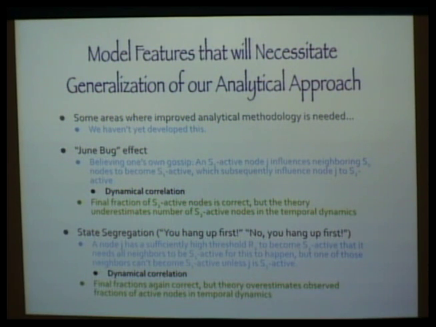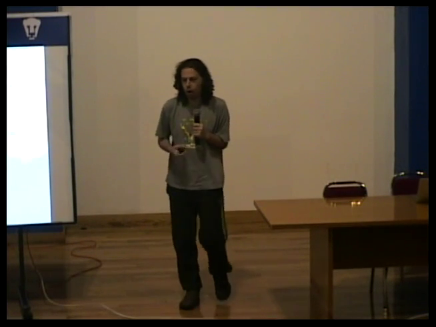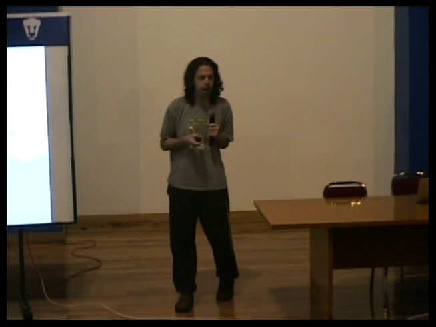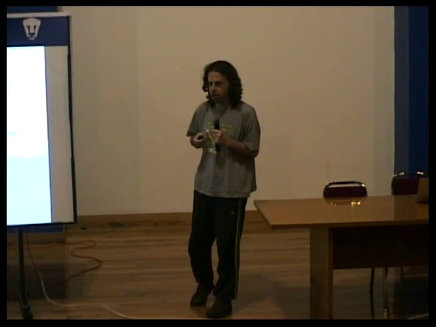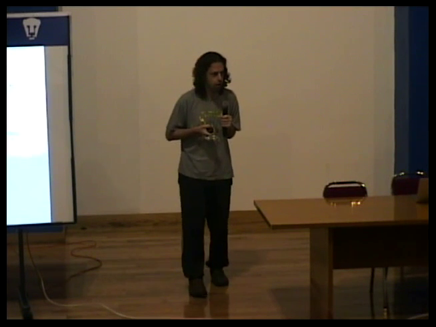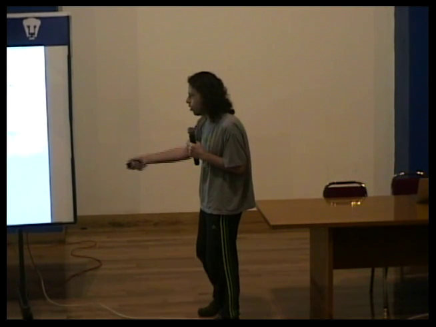Okay, there's another one, which in the paper we called state segregation before we came up with a better name. So you hang up first, no, you hang up first. You should think of Anakin and Padme in Star Wars, I think 2, not being able to go apart. So you adopt first, no, you adopt first. A node J has a sufficiently high threshold such that to become S2 active, it needs all its neighbors, for example, to be S1 active. However, one of those neighbors needs this node J to become S2 active for it itself to advance. So the two are sort of stuck to each other, waiting to see which domino will fall first. But as soon as one domino falls, the other one will also fall. That's why it's a you hang up first, no, you hang up first.